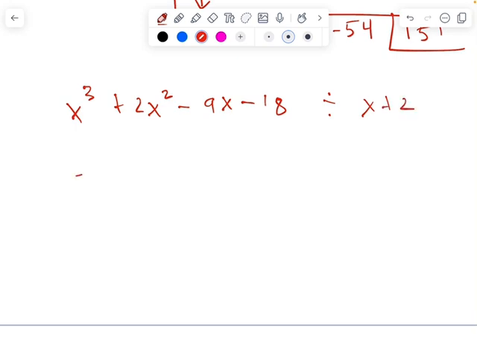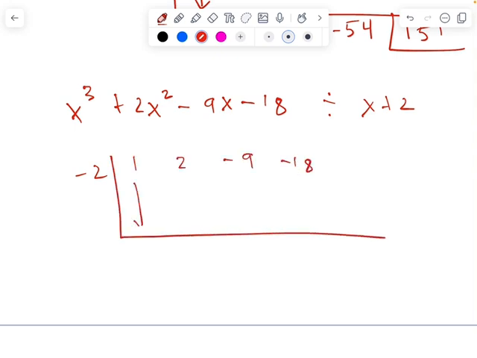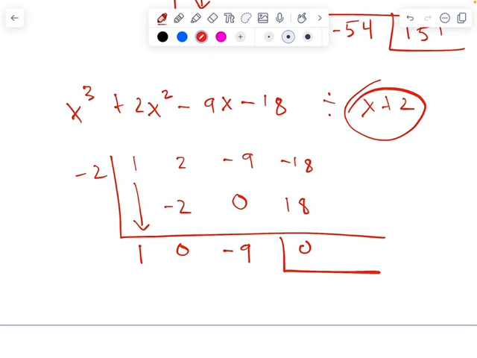All right, remember, flip that sign. 1, 2, negative 9, negative 18. We're going to bring that down. Now we're going to multiply. Negative 2 times 1 is negative 2. Now we're going to add. 0 times negative 2 is 0. We're going to bring that down, negative 9. Negative 9, we got positive 18. Phew, we got 0. It divides evenly, so we can say x plus 2 is a factor.